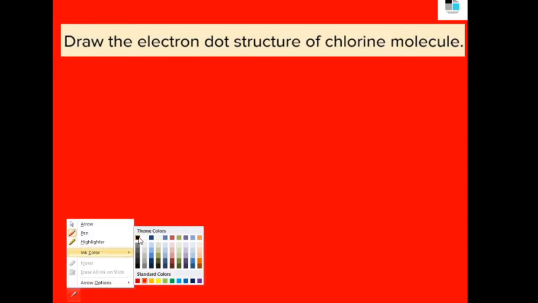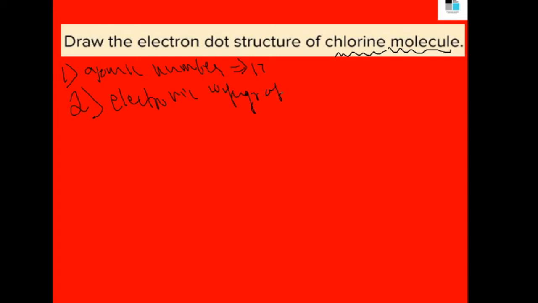So let us read the question first. Draw the electron dot structure of chlorine molecule. As I told you, first we have to know the atomic number. To draw the electron dot structure, the first step is to know the atomic number. Now we all know that the atomic number of chlorine is 17. So the next step is to write its electronic configuration. The electronic configuration of chlorine would be 2, 8, 7.